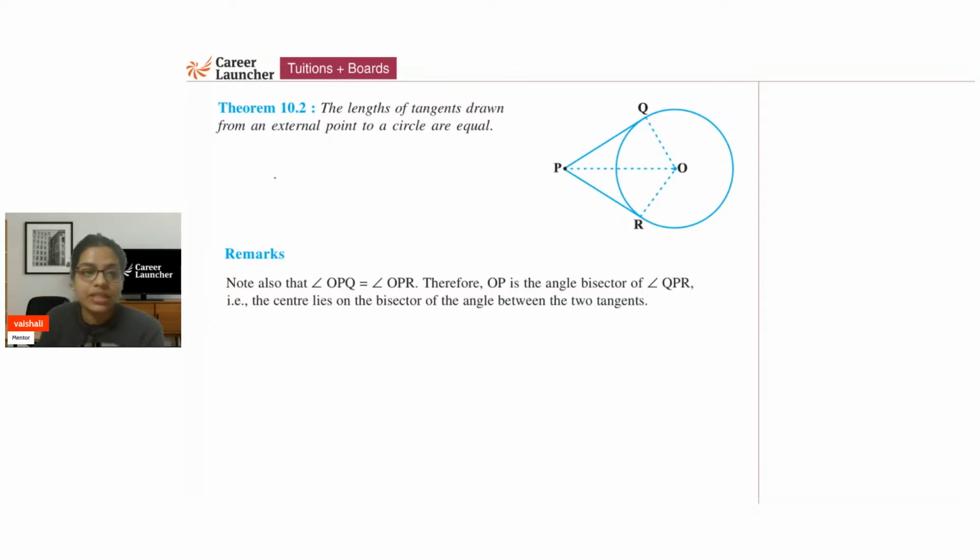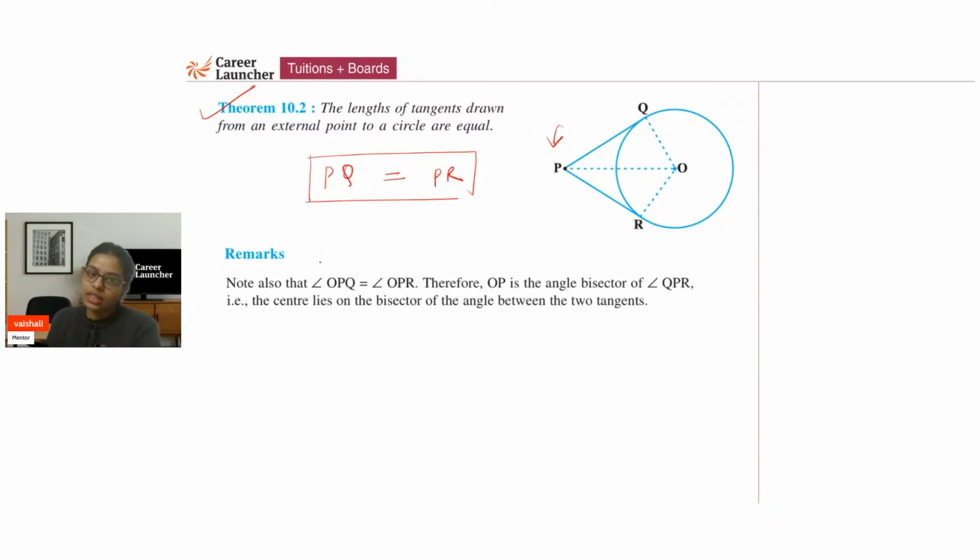So what do I mean by this is, if this is my theorem 10.2, the lengths of the tangents drawn from an external point, अगर मैं बाहर circle के बाहर से कोई भी एक point choose कर लेती हूँ, for instance this is P, and I'm making two tangents, the first one is PQ and the other one is PR, the lengths will be equal to each other. Okay, so this is a very important result, हम आगे भी apply करेंगे.